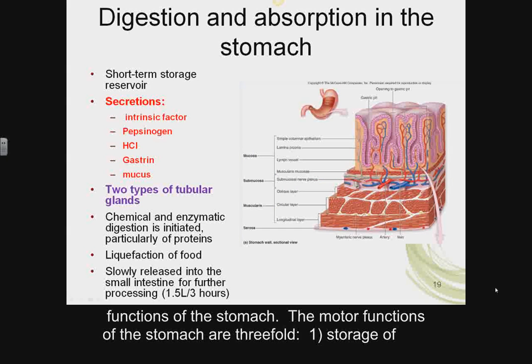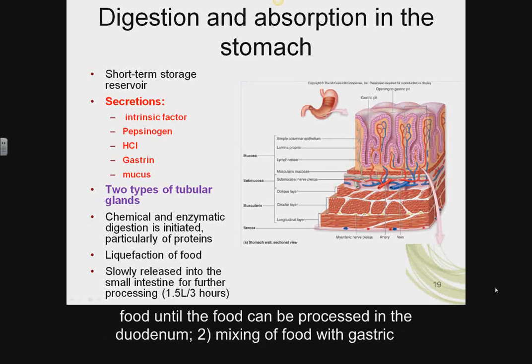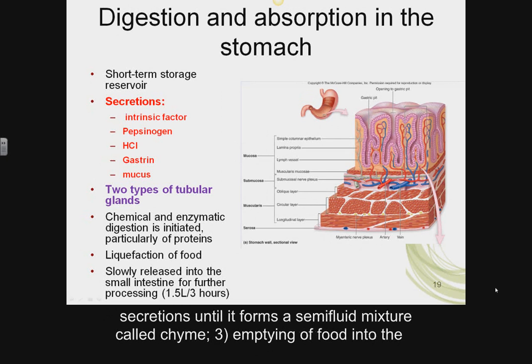Let's see, how do I want to approach this? Before I discuss the actual secretions and absorption of the stomach, let me first describe the motor functions of the stomach a little bit more. The motor functions of the stomach are threefold. 1, storage of food until the food can be processed in the duodenum.